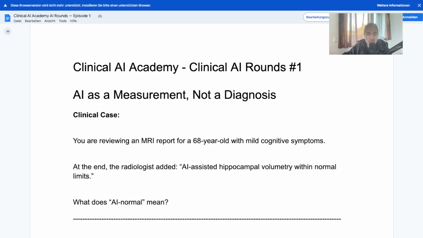It's a series where we're going to talk about clinical cases where AI is used and try to understand AI from it. So the first case is titled AI as measurement, not a diagnosis.